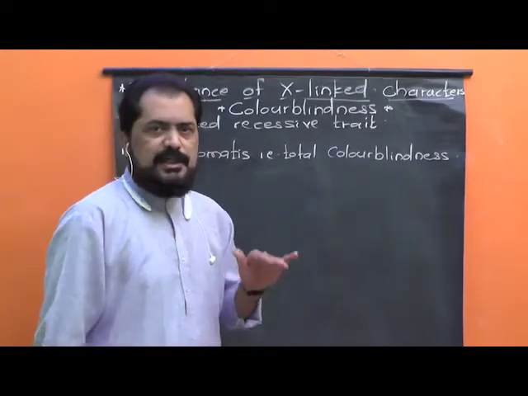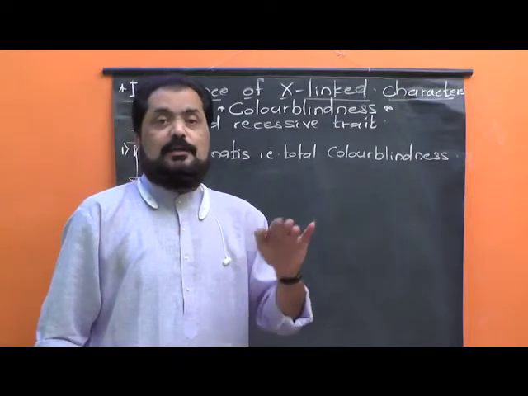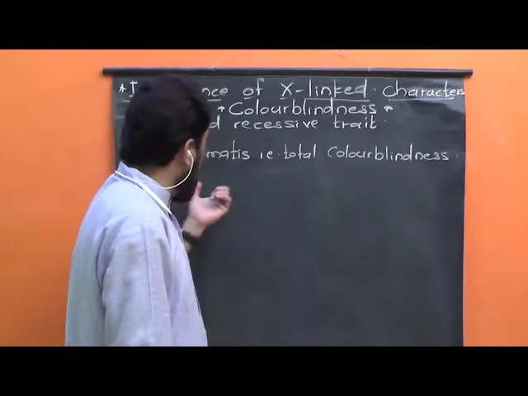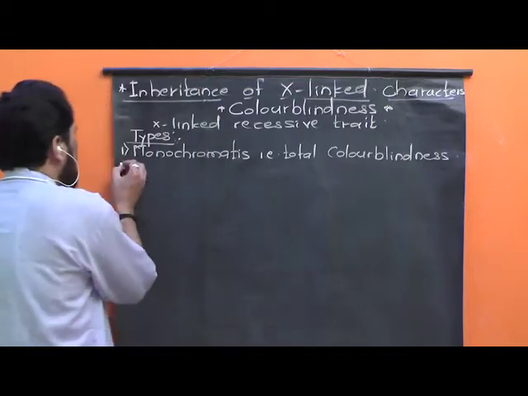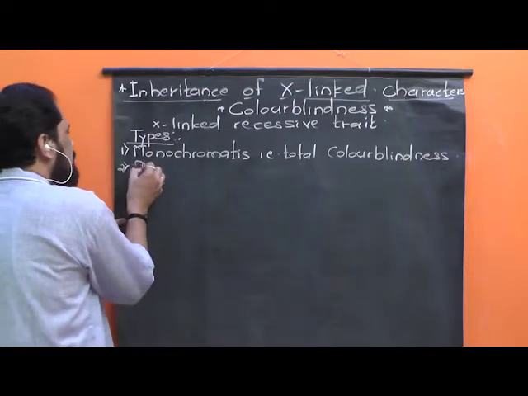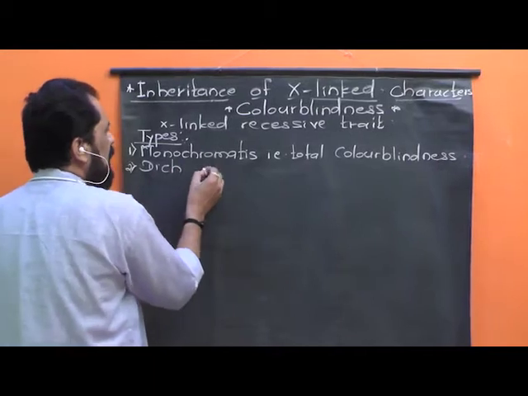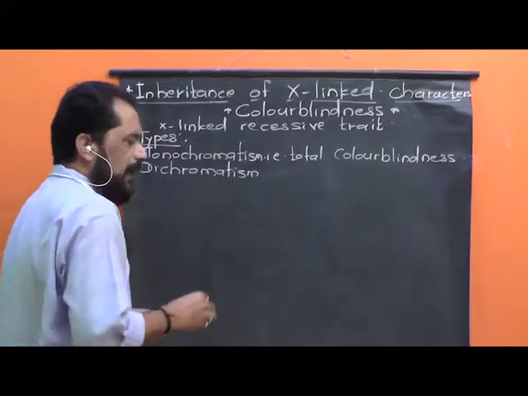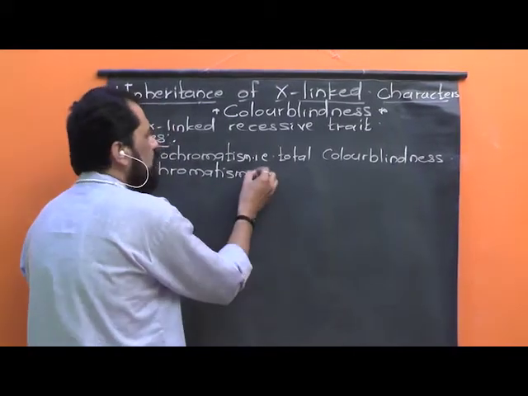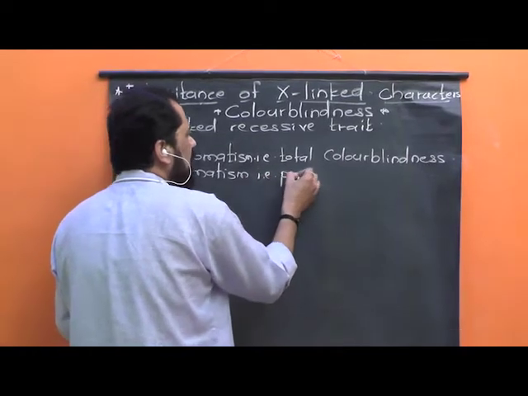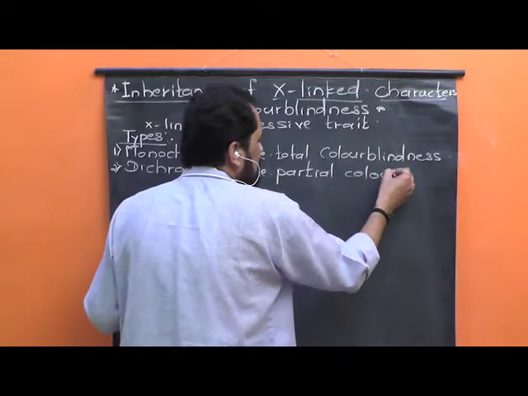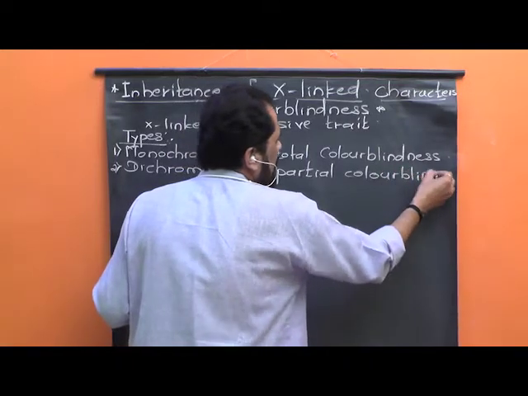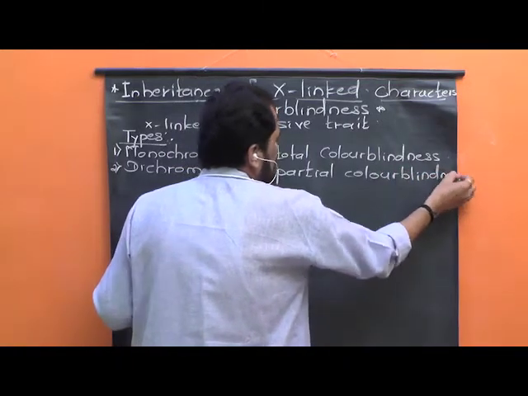Such persons are said to be total color blind. This disorder is known as total color blindness. While the second type is known as dichromatism. Dichromatism is also known as partial color blindness. It means the person can distinguish few colors.